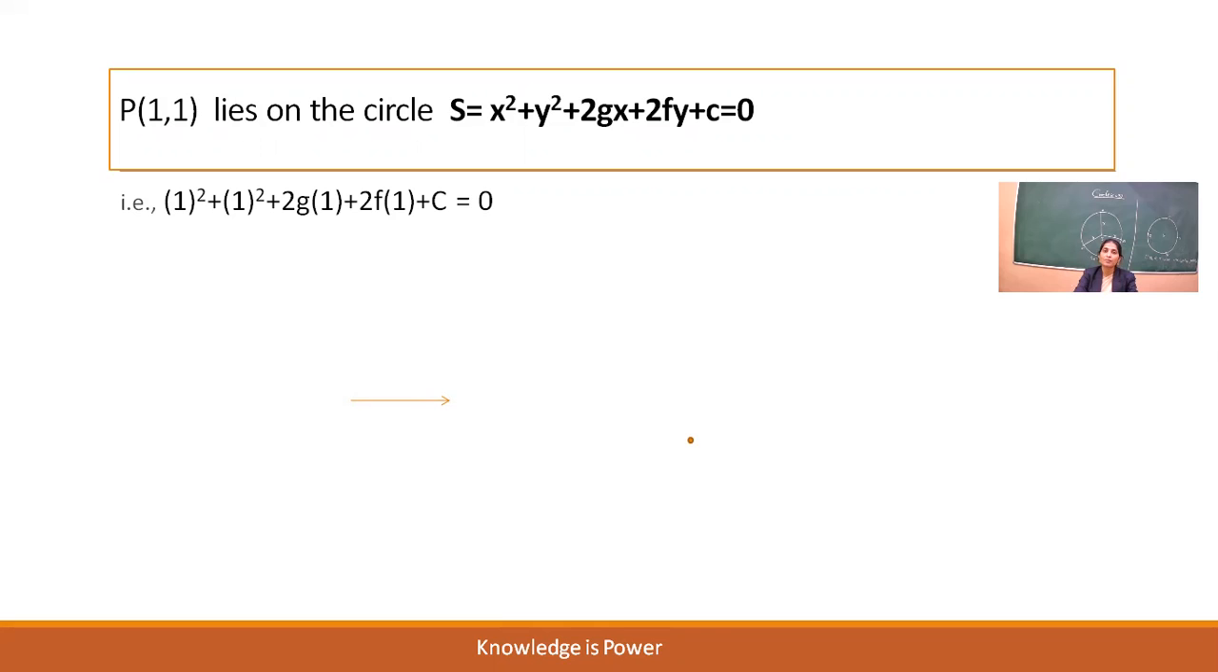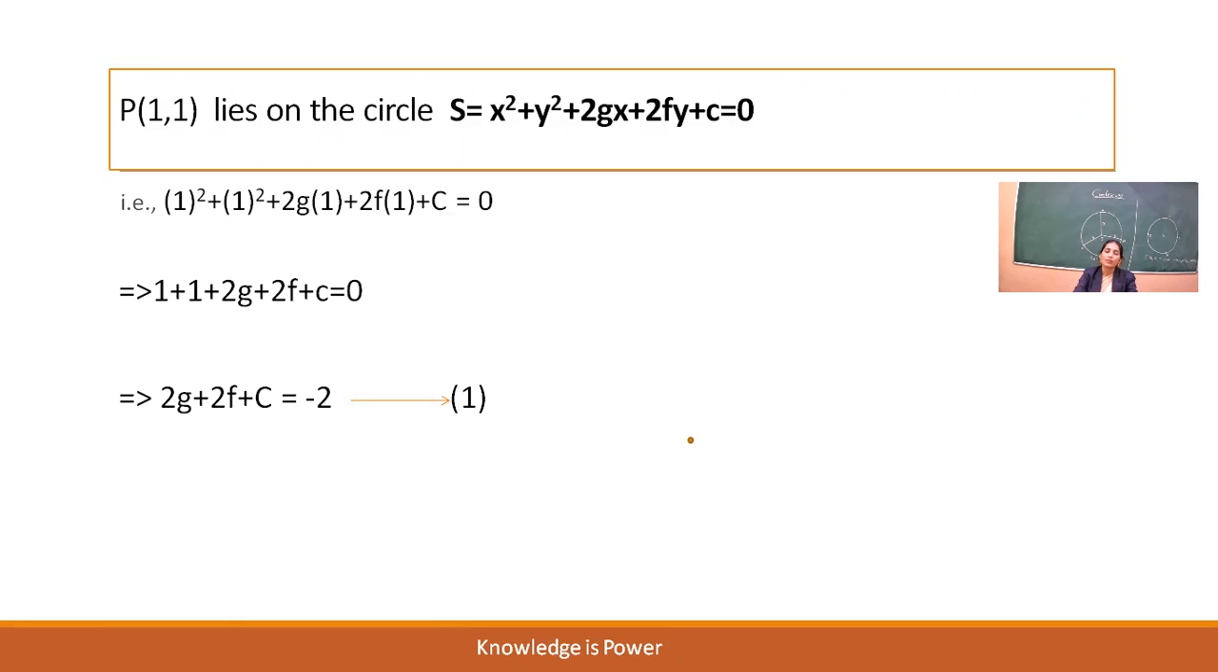So x square will now become 1 square, y square will now become 1 square, 2gx will become 2g into 1, plus 2fy is 2f into 1, plus c equal to 0. Let us simplify. 1 square is 1, 1 square is 1, plus 2g into 1 is 2g, plus 2f into 1 is 2f, plus c equal to 0. In left hand side, let us keep only g, f, c terms and take the constant onto the right hand side, which will become 2g plus 2f plus c is equal to minus 2. This is equation 1.